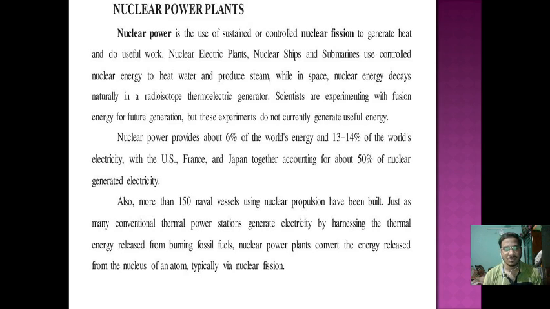Just as many conventional thermal power stations generate electricity by harnessing the thermal energy released from burning fossil fuel, nuclear power plants convert the energy released from the nucleus of an atom. Here, the nuclear energy is converted from the nucleus of an atom, instead of being released from burning fossil fuel, and produces nuclear power plant energy. That is typically nuclear fission.